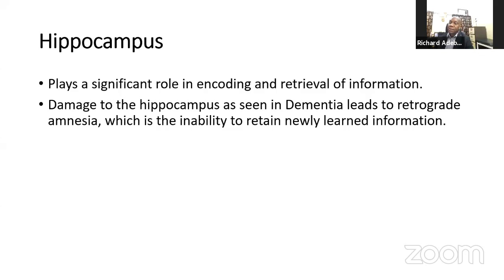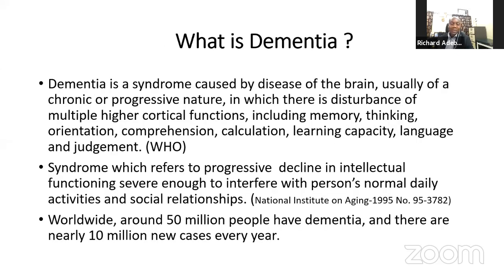But I want to look at an important area of the brain too. That's the area that is called the hippocampus. The hippocampus plays a significant role in encoding and retrieval of information. And we know that damage to the hippocampus, as seen in dementia, leads to anterograde amnesia, which is the inability to retain newly learned information. Now, the big question, what is dementia?